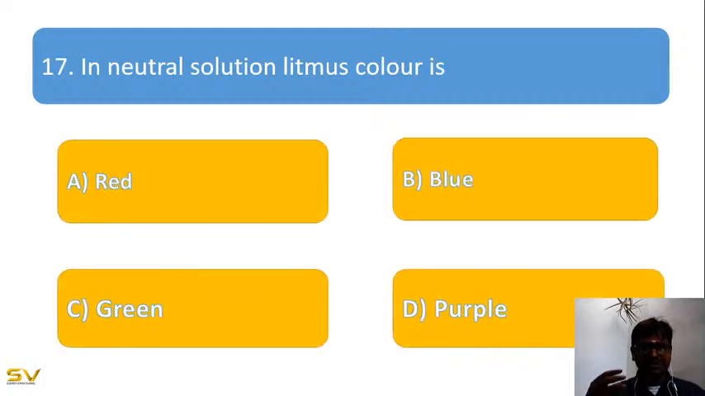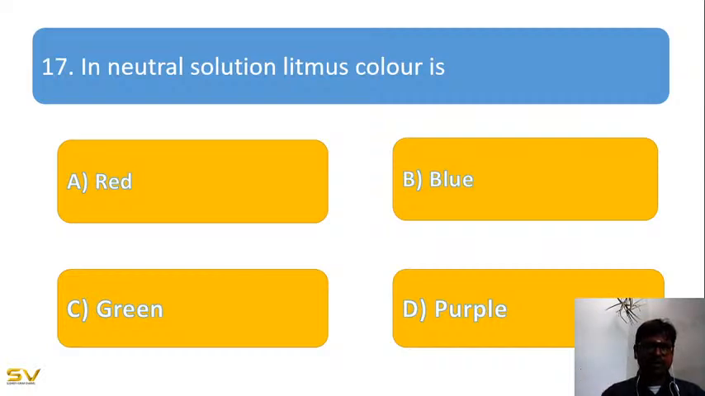So here, what is the color of litmus paper in neutral solution? So you know about red litmus turning into blue, blue litmus turning into red in acid and base. So what about in the case of neutral solution, whether it is red or blue, green or purple? So this litmus paper is an indicator.